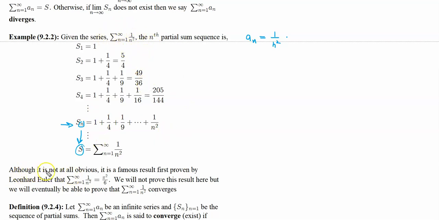Now it's not at all obvious, but it is a very famous result that this particular series actually does sum to pi squared over 6. That's a very famous result due to Euler. We're not going to prove that result here because it's rather complicated to do, but we will at least eventually be able to prove that this series does indeed converge.